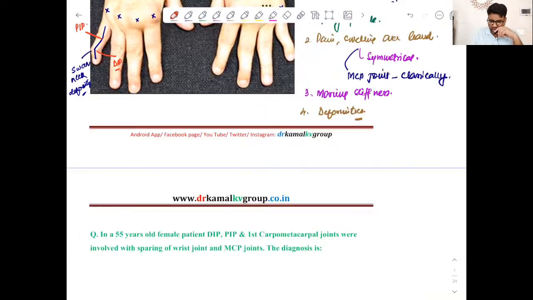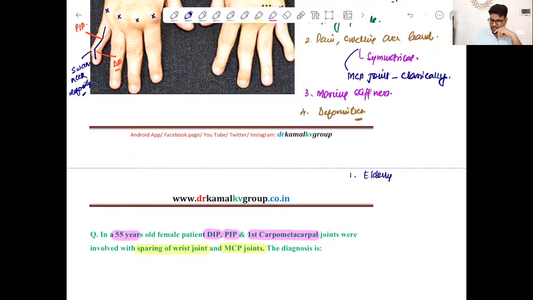Now I have kept one more question so as to discuss this concept a little bit more. So there is an elderly lady. Now look here, there is an elderly lady, and the involvement is of DIP, PIP, and first carpometacarpal, related to the thumb, and there is sparing of the wrist and the MCP joint. Now what will be your diagnosis? So what if I just mention the points here?